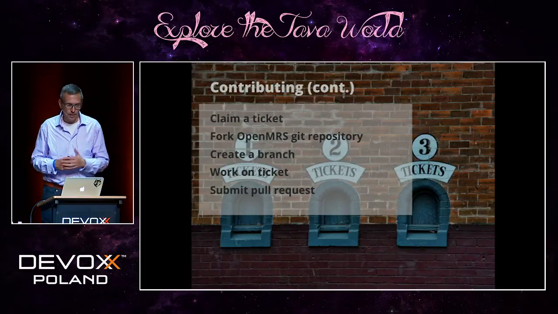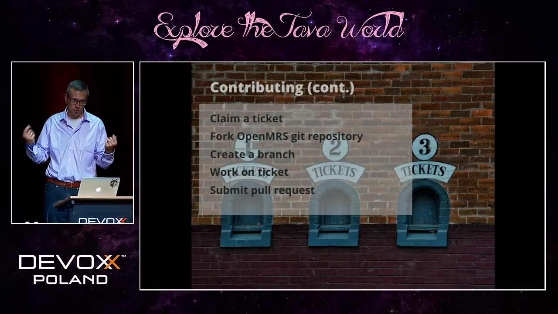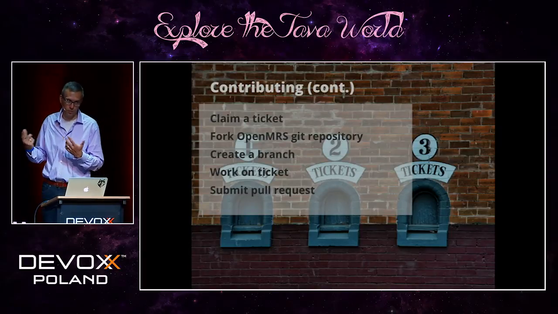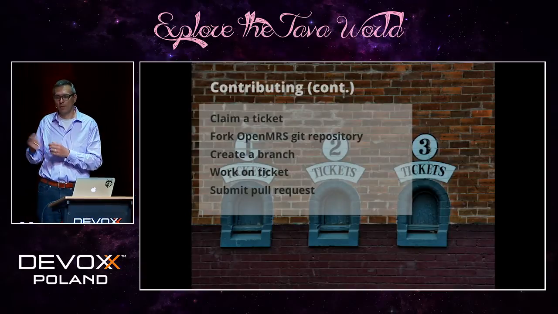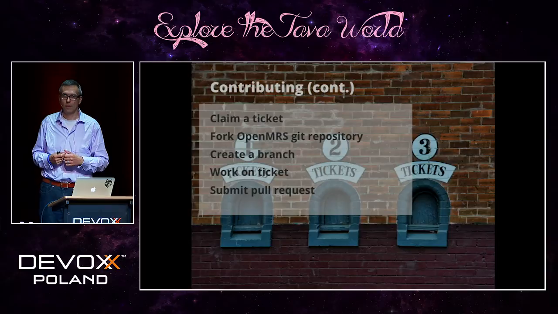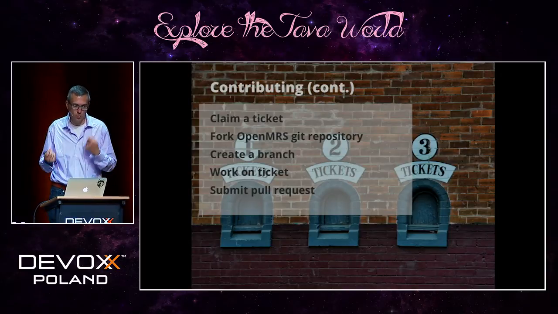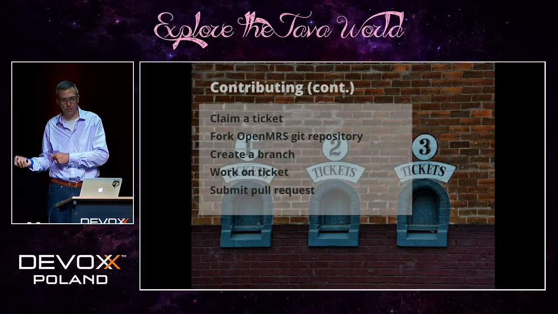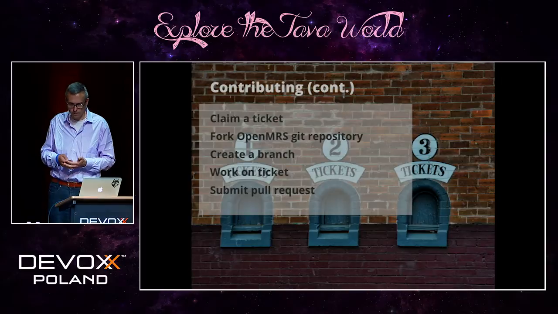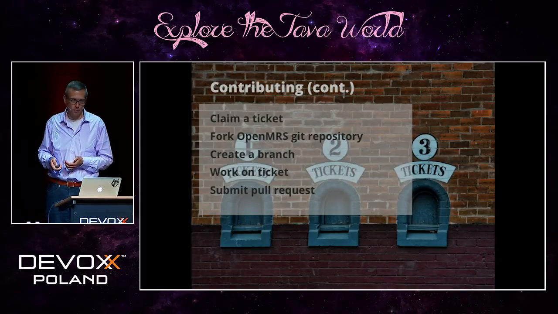And once you decided to work on a ticket, so you claim a ticket. As I mentioned before, you fork the OpenMRS Git repository. So the OpenMRS people like to have branches on your fork for each ticket. So you create a branch with the ticket number, you work on the tickets, and then you submit a pull request. And it's being reviewed, and eventually it's being merged into the code base.